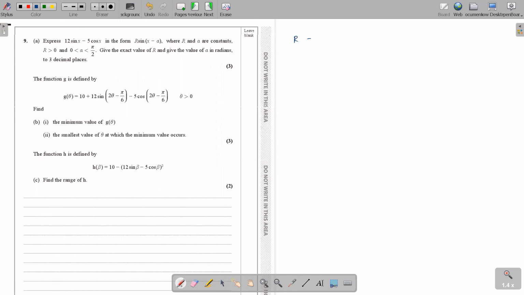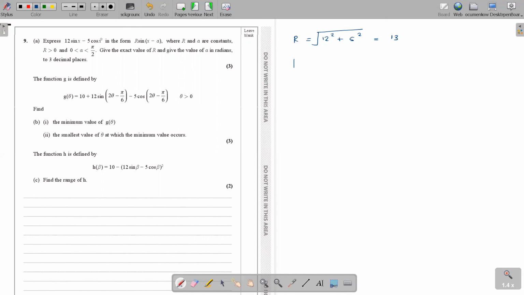So r is obviously the square root of 12 squared plus 5 squared, right? So you know the rule. You take these two numbers, 12 squared plus 5 squared, square root. And that gives us r is 13, definitely. And then you can expand, or you could use tan alpha equals b over a, isn't it?